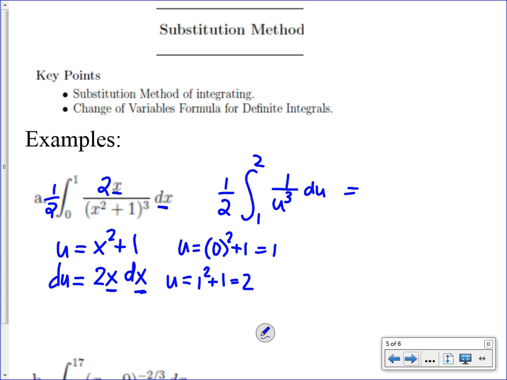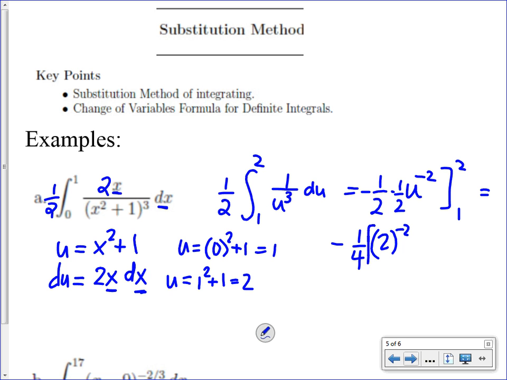And then once you've changed everything from x to u, then you're just doing f of b minus f of a. Okay, so we're going to find our antiderivative. And I would think of this as u to the negative 3. So if we add 1, we're going to get negative 2. Divide by negative 2, which is the same as multiplying by negative 1/2, from 1 to 2. So this will become negative 1/4 times, I'm going to plug in my upper limit, minus, I'm going to plug in my lower limit.